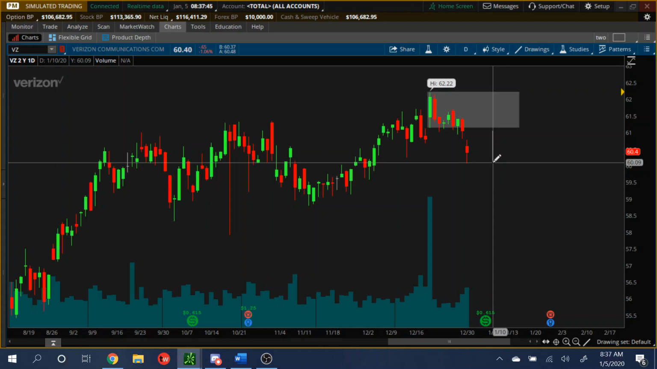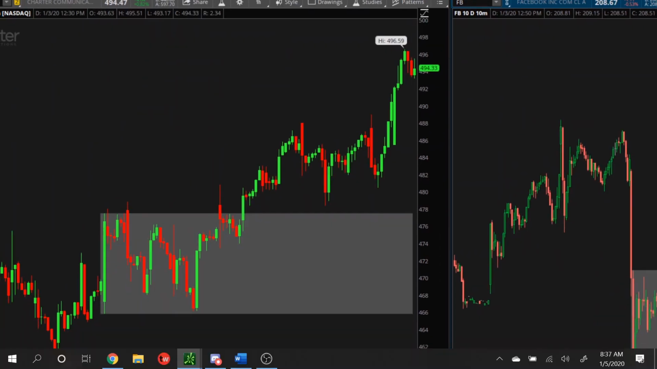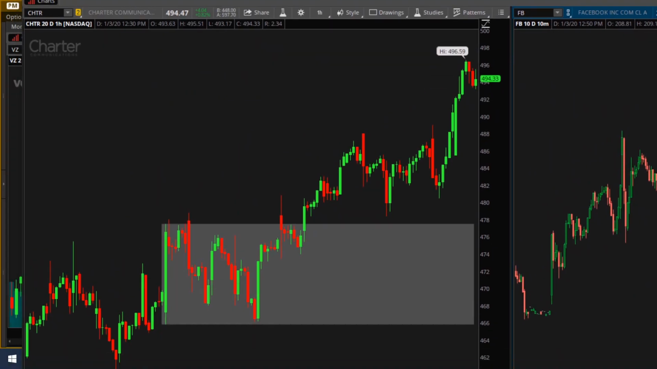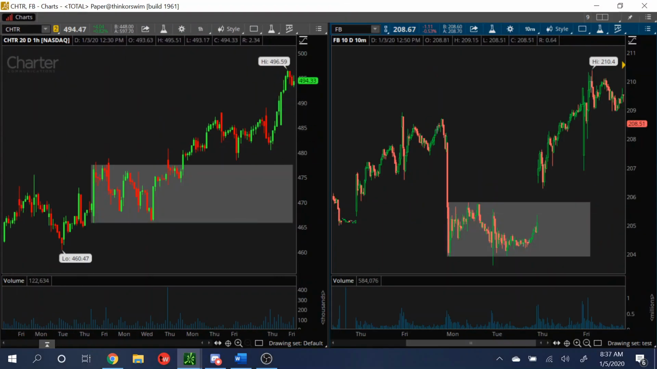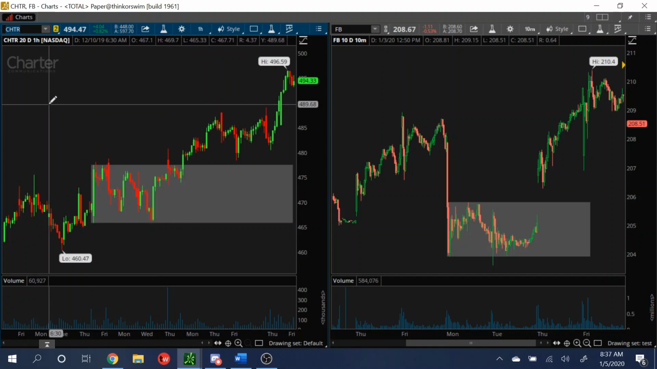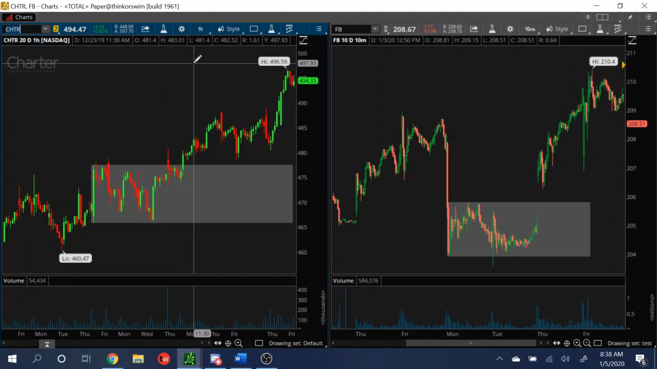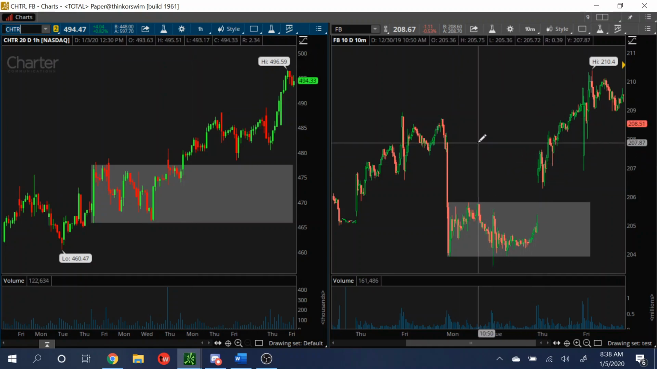And I want to show you guys some other charts here that are actually in smaller time frames. If I can get this pulled up here. There we go. Here are two more setups that I've got. One is Charter. This is an hourly chart, and I've got Facebook on the right. That's a 10-minute chart. So you can use these on any type of time frame, guys. Like, these are really, really cool plays. You can use them for day trading, swing trading. I've used them for both.